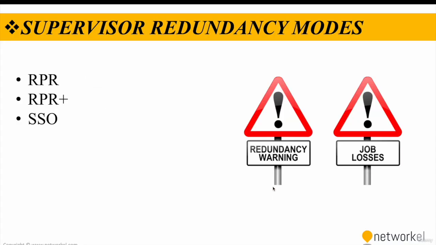So mainly we have three different redundancy modes, and they are RPR, RPR Plus, and SSO. So RPR mode provides active standby redundancy. Here the active supervisor handles all traffic and switching functions, while the standby one remains idle, ready to take over if the active one fails. Typically, failover can take a few seconds, resulting in brief network interruptions.